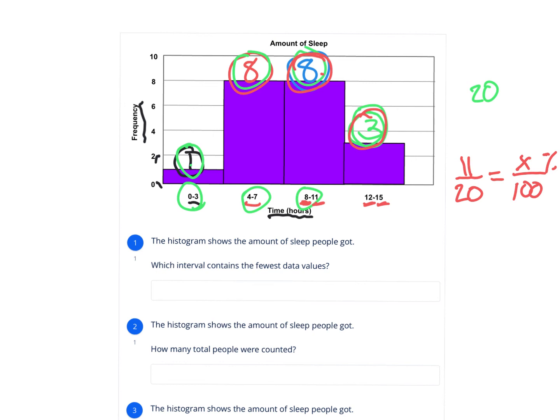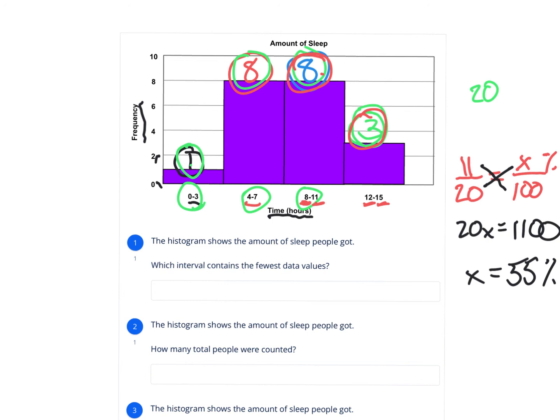Now, to remember how to do a percent, we just simply cross multiply and divide. So 20 times x is 20x equals 11 times 100 is 1,100. Okay? Then you divide 1,100 divided by 20, and that would equal 55. So 55% of the people studied got 8 or more hours of sleep.